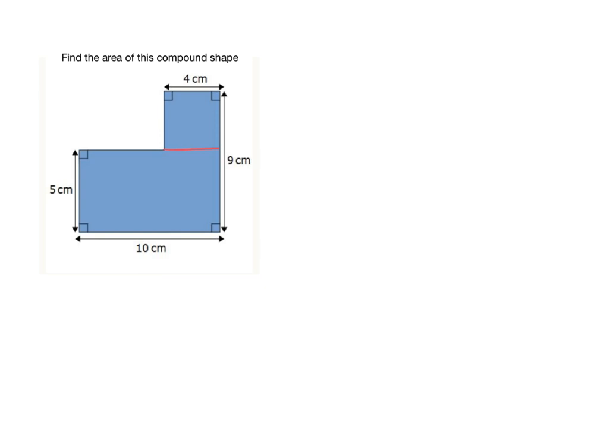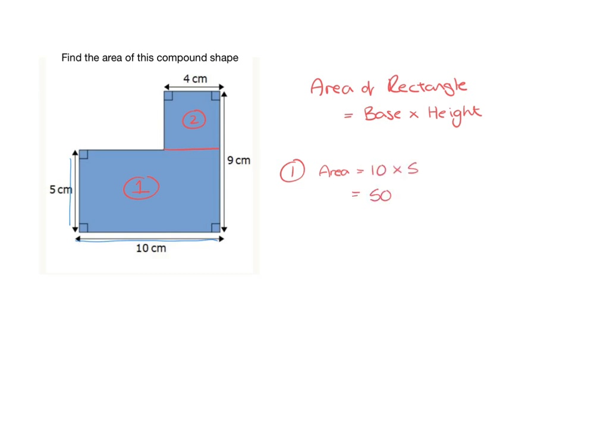Now, the formula for the area of a rectangle is base times height. So what I'm going to do is label my rectangles 1 and 2. So I'm going to start with rectangle 1. Looking at my diagram, I can see that the base is 10 and the height is 5. So if I substitute those numbers into my formula, I'm going to get that the area is equal to 10 times by 5, and this is equal to 50. And my units will be squared units, so it will be centimetres squared.